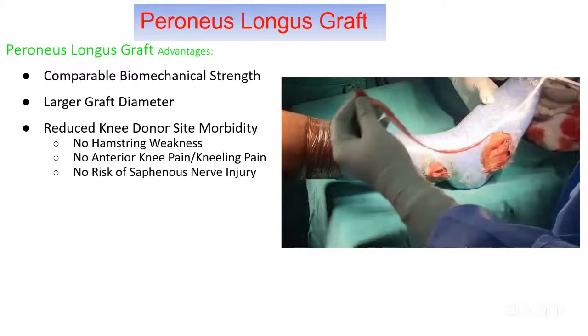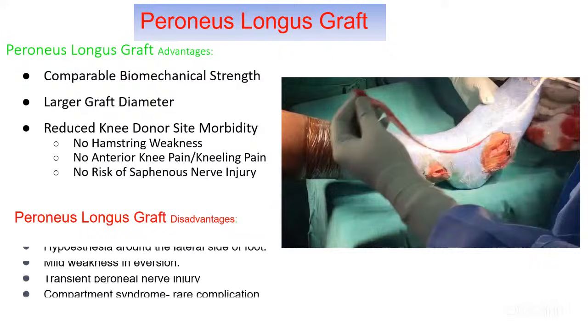reconstruction. The advantages being the comparable biomechanical strength, larger graft diameter, reduced knee donor site morbidity like hamstring weakness, no anterior knee pain or kneeling pain, no risk of saphenous nerve injury. But it has some disadvantages like hypoesthesia around the lateral side of the foot, mild weakness in eversion, transient peroneal nerve injury, compartment syndrome also a very rare complication. Now coming to the last one, allograft.